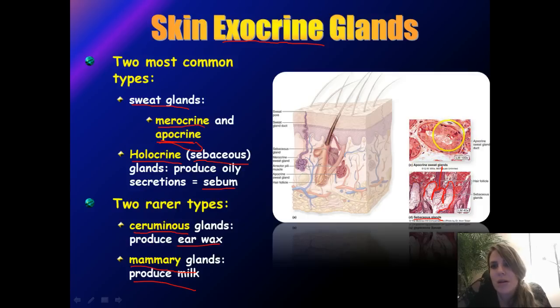Here are cross sections of apocrine glands. So these are those stinky sweat glands. Okay, so that's the lumen where the sweat would be released. And here's the cross section of the tubes of the apocrine gland. And notice this is simple cuboidal cells that are actually producing the stinky sweat.